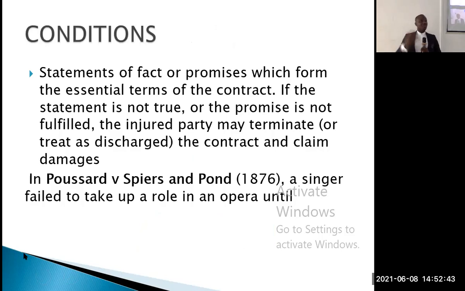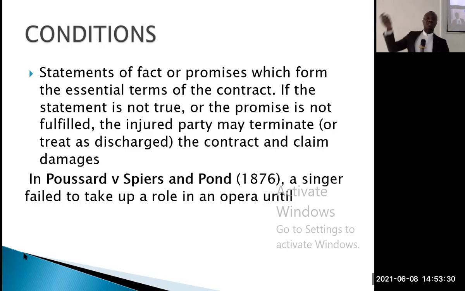So condition. Conditions are statements of facts or promises which form the essential terms of the contracts. They are of paramount importance in the sense that they go to the very root of the contract. And that has got certain implications. Because they are of paramount importance and they go to the very root of the contract, in the event of a breach, it entitles the innocent party to certain remedies.